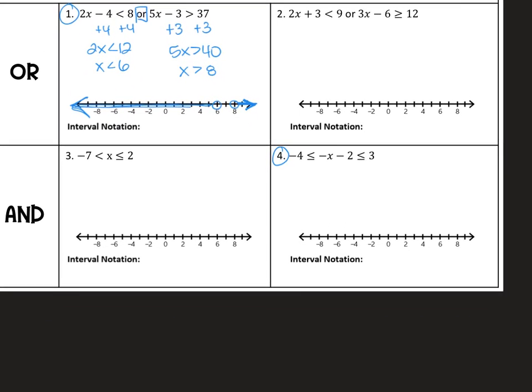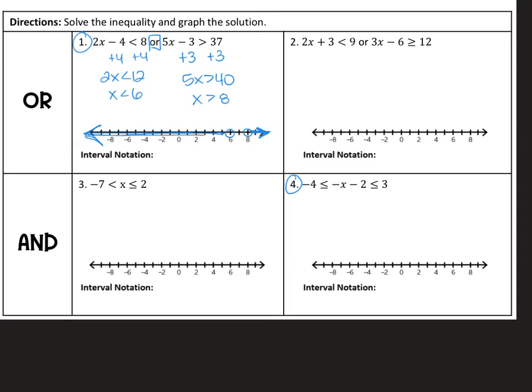All right, so number 4. Number 4 is a condensed form, so you don't actually see "and" written in the inequality, but you can see that negative x minus 2 has to be greater than or equal to negative 4, and it has to be less than or equal to 3. So to do this, we're trying to isolate the variable in the middle. So we're trying to isolate x, so we're going to do that using inverse operations. So whatever we do to the middle to isolate x, we have to do to the right-hand side and the left-hand side. So don't forget that. Do it to both sides.